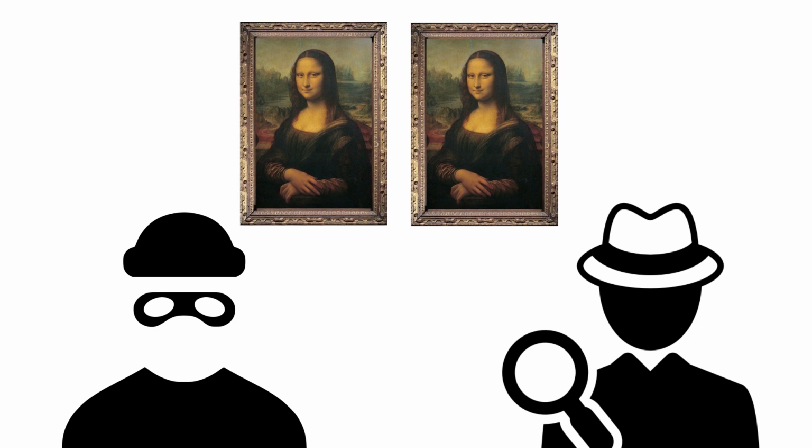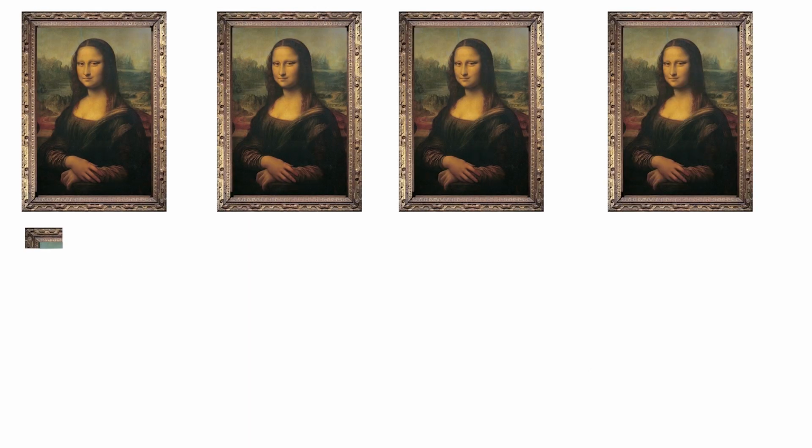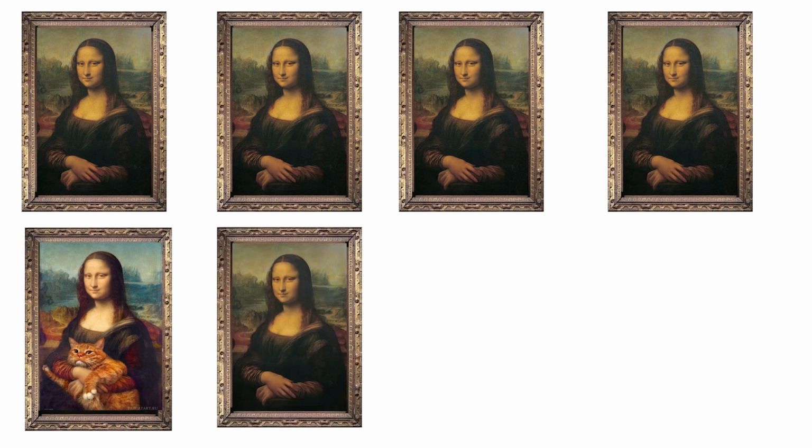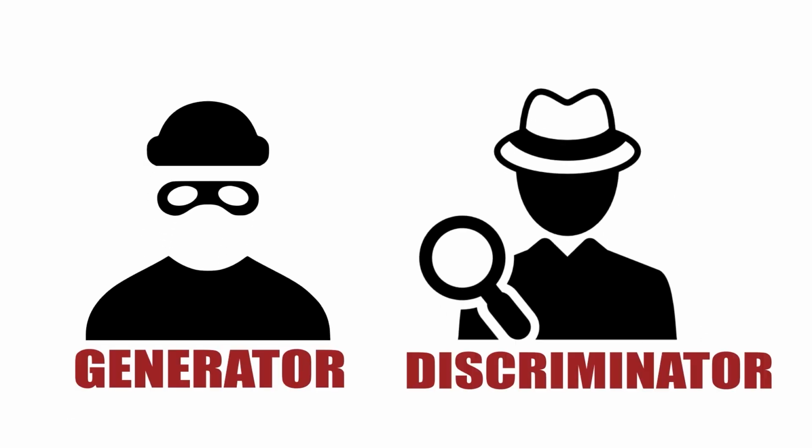Think about a criminal who's forging artwork. They want to trick the detective into believing that the art they're making is authentic, and the detective wants to identify whether each piece of art is real or fake. These two players are what make up the generator and discriminator models of GANs.